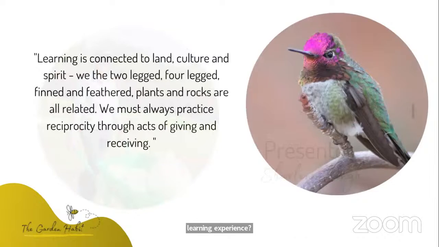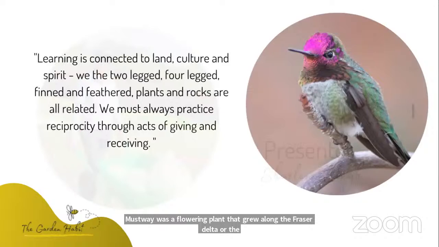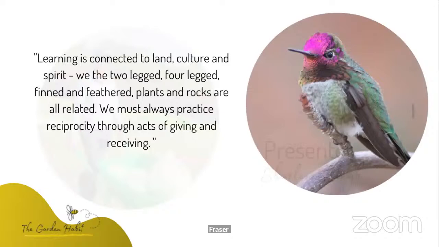I wanted to acknowledge that I'm on the unceded territories of the Musqueam people, where I'm located here in Richmond. The very interesting thing is that musqué was a flowering plant that grew along the Fraser Delta, the Fraser River. As we head into this weekend, where we're going to get a lot of snow at the end of February, and hopefully with the shift of seasons, I wanted us to take some time to reflect on this quote about our interconnectedness with nature.